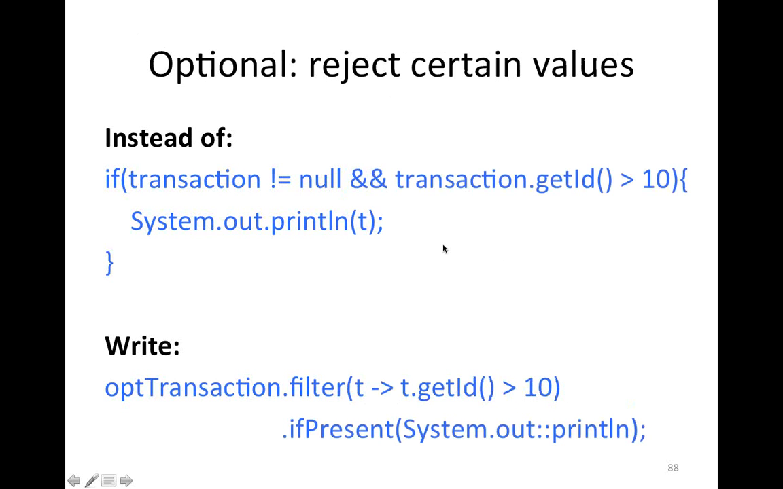Another pattern is rejecting certain values. So for example, if you want to ensure that a transaction has an ID greater than 10, then you write code as follows. If transaction is not equal to null and transaction.getID is greater than 10, then print it. Using the Optional class, we can rewrite it as follows. We can filter the transaction, making sure that its ID is greater than 10, and if it is, then we can print it.